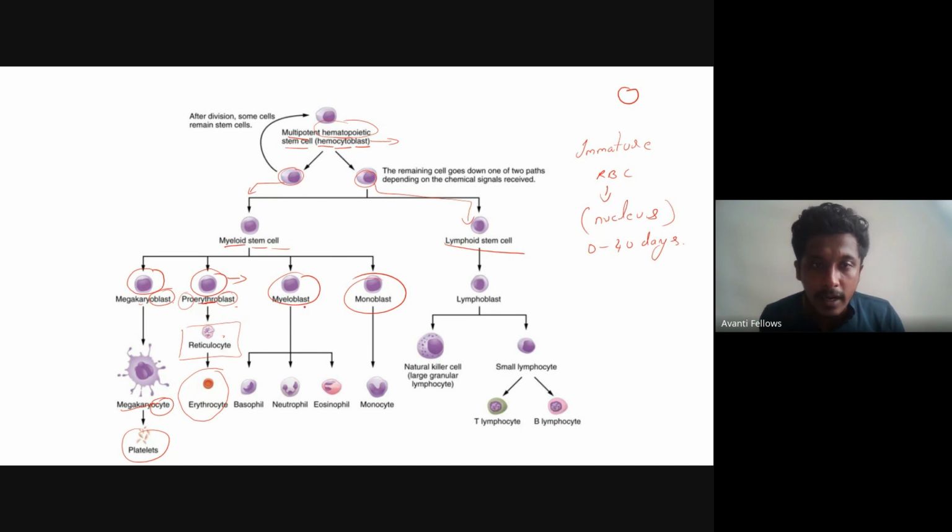Next is myeloblast. So megakaryoblast done, proerythroblast done. Myeloblast is very easy. Myeloblast will divide into three types of white blood cells. What are those? Basophils, neutrophils, eosinophils. Okay. So finally, we have monoblast. What do monoblasts give us? Monocytes. Each of these basophils, neutrophils, eosinophils, and monocytes, their functions we'll talk about in a while, students. Okay. Is it clear who originates from where and what are their mother cells?